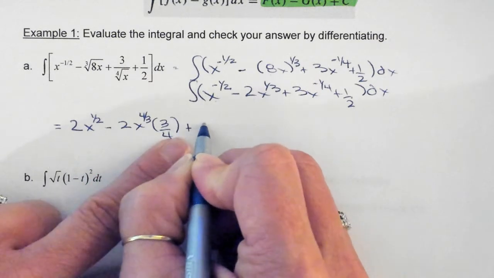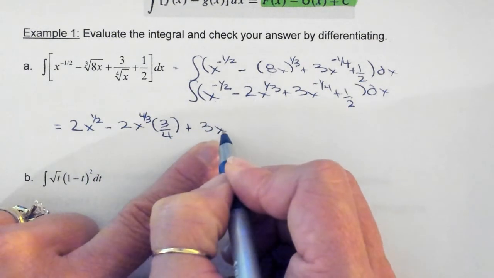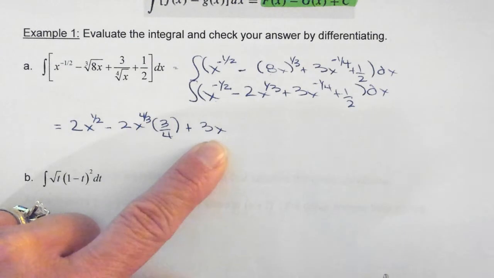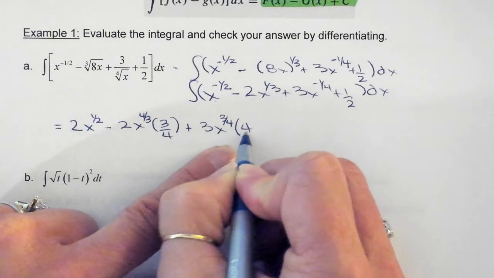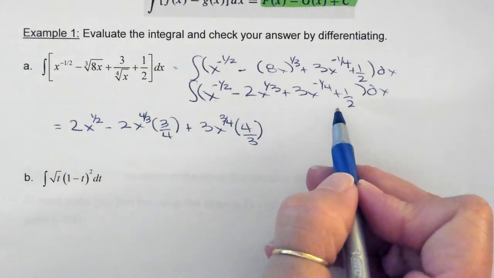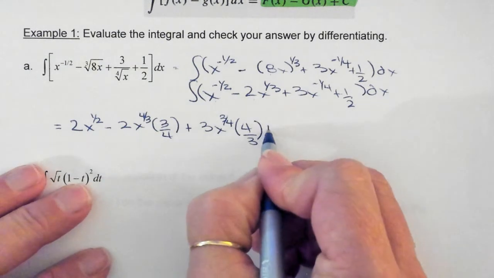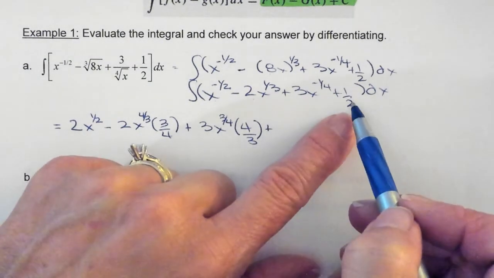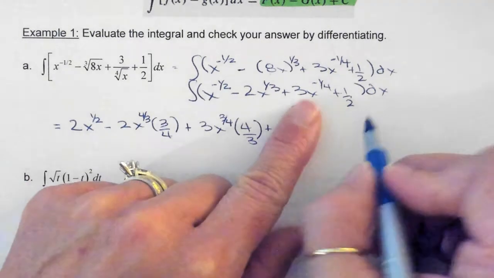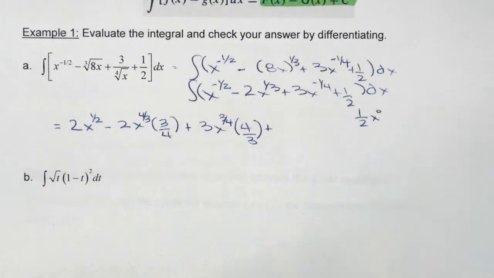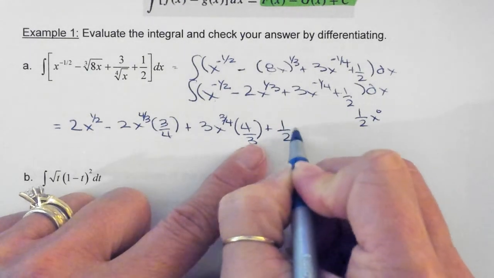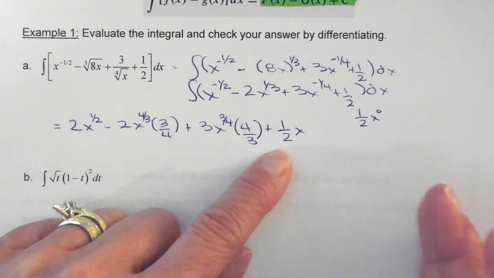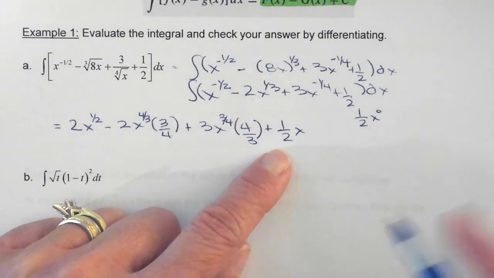This is plus 3x to what power? I heard it, 3/4. So then I need to multiply by what? 4/3. And then what happens here? Not yet. So let me ask you a question. This is essentially 1/2 x to the 0 power, true? Okay, so then you're going to add 1 and then divide by 1. So this is plus 1/2 x. So whenever you are integrating a constant, you're just going to put an x on next to it. Make sense? And then you get the plus c.